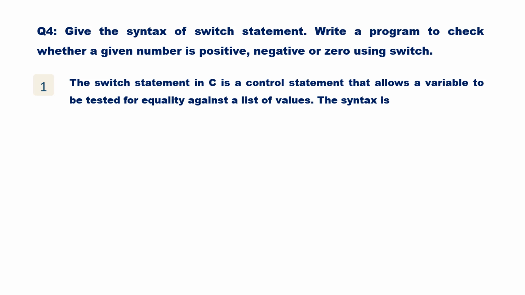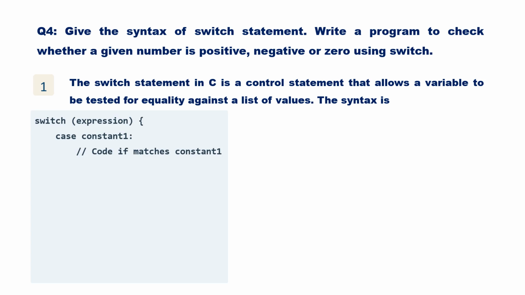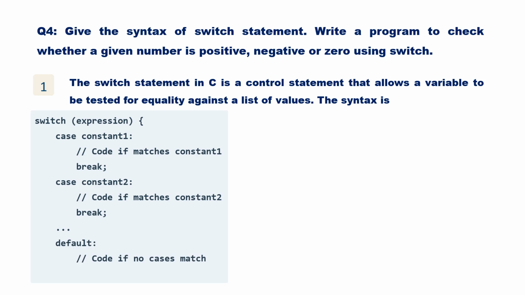The switch statement in C is a control statement that allows a variable to be tested for equality against a list of values. The syntax is switch (expression) open curly brace, case constant 1 colon, code to execute if expression equals constant 1, break, case constant 2, code to execute if expression equals constant 2, break, more cases can be added as needed, default colon, code to execute if none of the cases match, close curly brace.